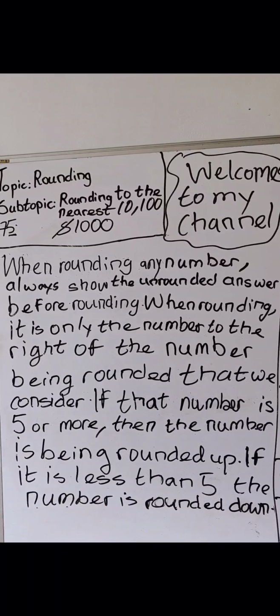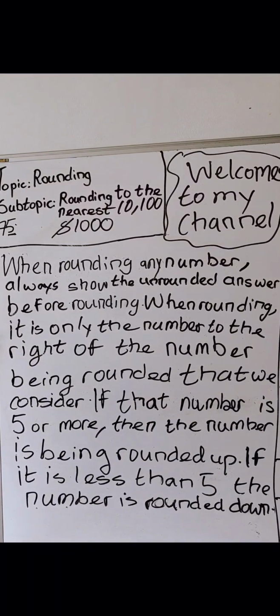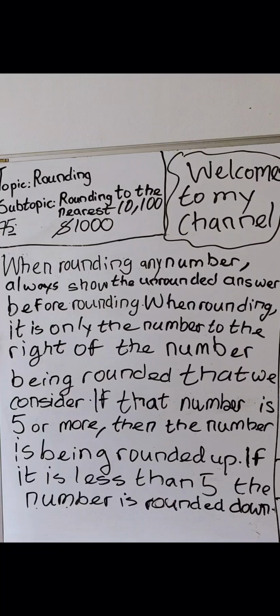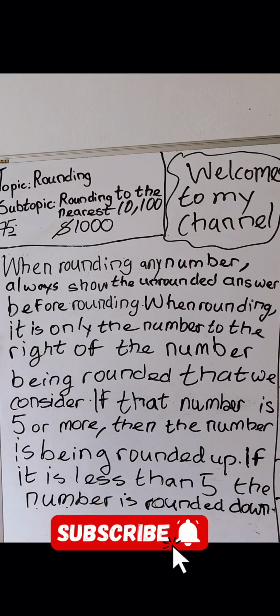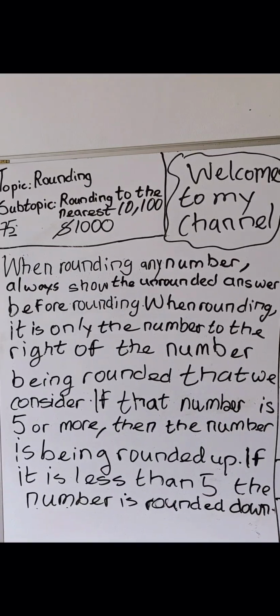The topic we are going to be looking into today is rounding, and the subtopic is rounding to the nearest 10, 100 and 1000. When rounding any number, always show the unrounded answer before rounding. When rounding, it is only the number to the right of the number being rounded that we consider. If that number is 5 or more, then the number is being rounded up. If it is less than 5, the number is being rounded down. Let's move on to the example I have here.